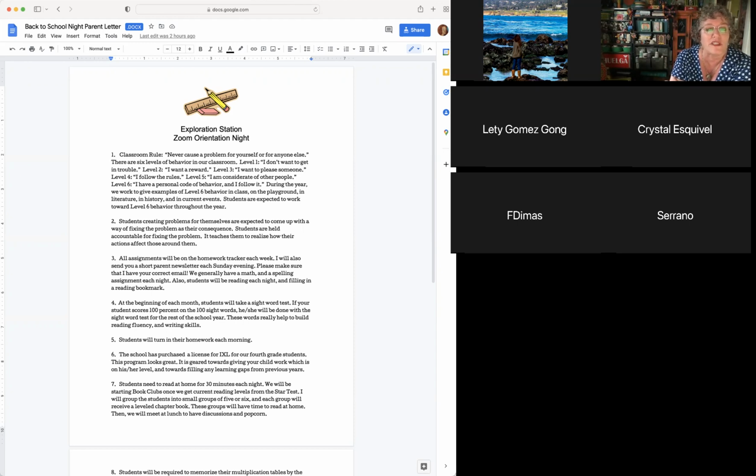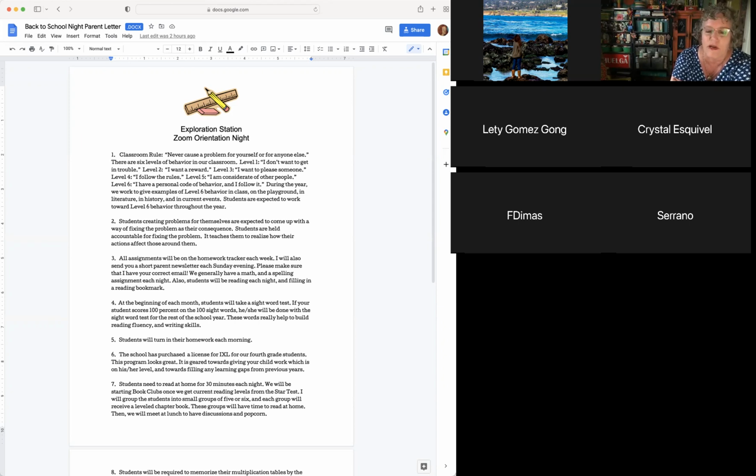During the year, we work to give examples of level 6 behavior in class, on the playground, and in literature, in history, and in current events. It is really hard to see much level 6 behavior in current events right now. If you watch the news, it's a little bit depressing that there's a lot of fighting and not a lot of level 6 behavior. But as we read books in class, as we read novels, we look at different characters and we try to analyze their character. Are they a level 6?